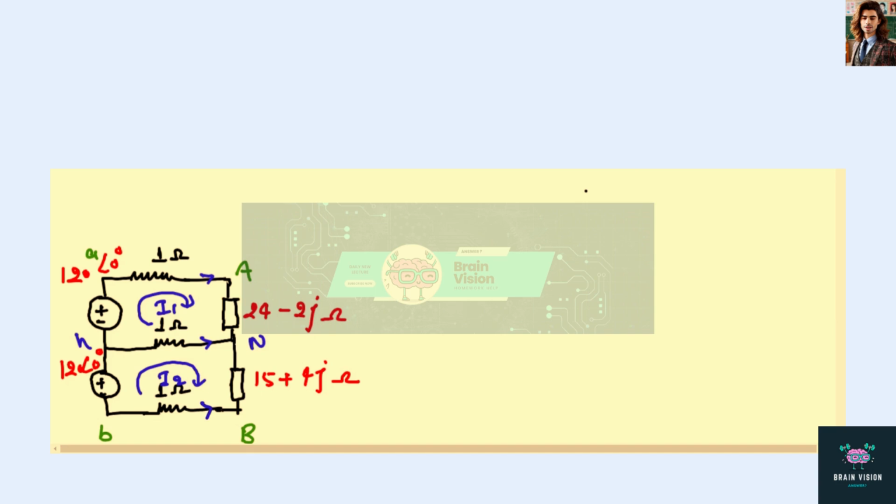If we apply mesh analysis, this is the current I1 flowing in this loop, and this I2 is flowing in the given loop. With the help of mesh analysis, the equation for mesh 1 will be 120, this is our 120 volt source, equal to the total impedance in this loop, which will be 24 minus 2j plus 1 plus 1, so this becomes 26 minus 2j, multiplied by the current I1 minus I2.